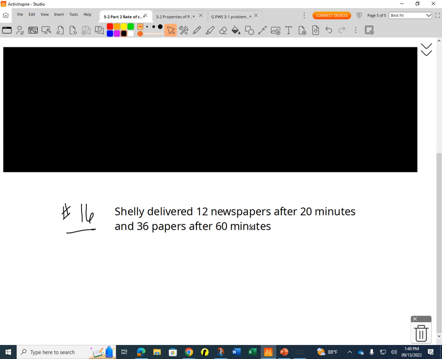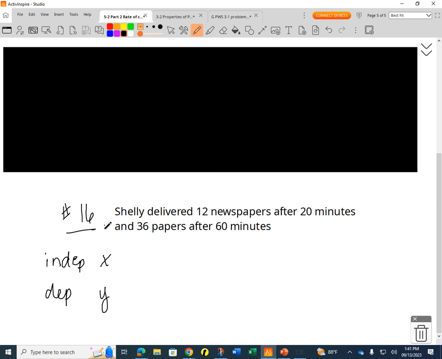All right, so Shelley delivered 12 newspapers after 20 minutes and 36 newspapers after 60 minutes. So which one of these is going to be the independent? Which one of these is going to be the dependent? So remember, the independent is going to be our x coordinate. So you're going to write what I'm writing. The independent is going to be the x, and the dependent is going to be the y. I gave you an example of what some independent examples or variables are. What did I say, Jamisha?